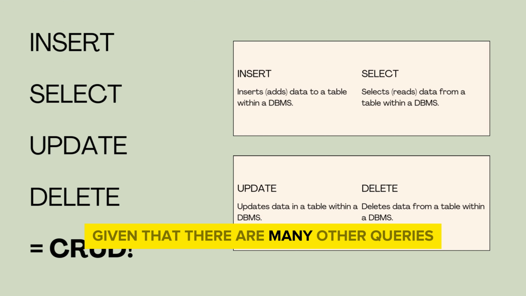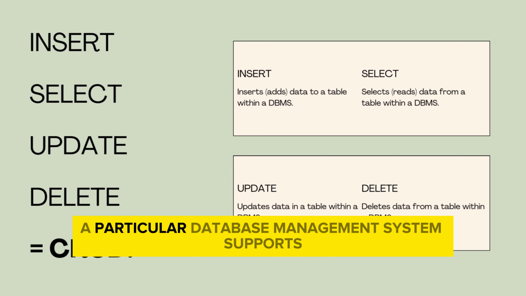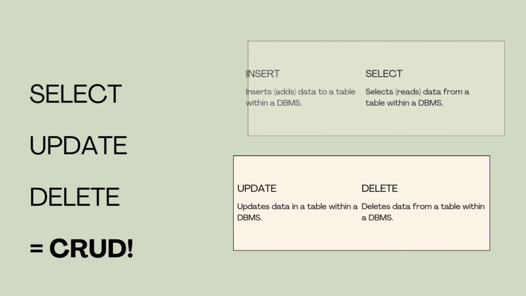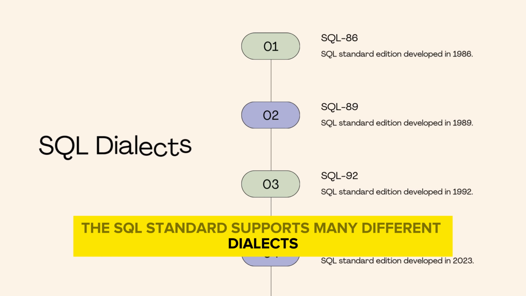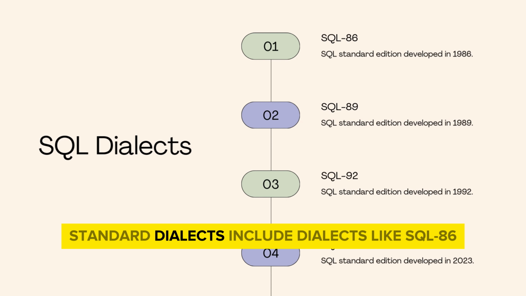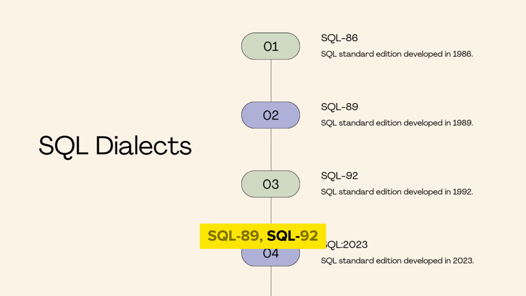Given that, there are many other queries, and the types of queries a particular database management system supports depend on whether it fully or partially supports the SQL standard. The SQL standard supports many different dialects with the numbers next to them depicting the year they were updated. Standard dialects include dialects like SQL 86, SQL 89, SQL 92, 2011, 2016, 2023, and other dialects.